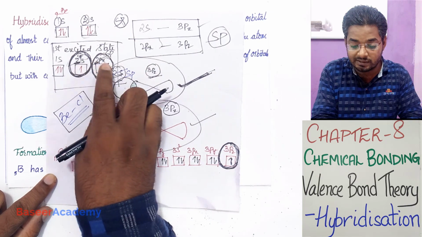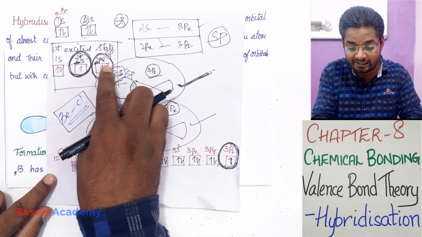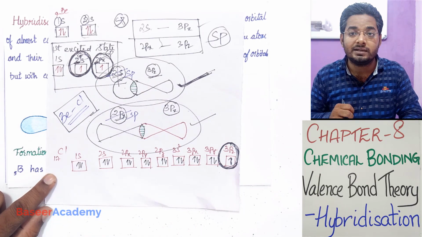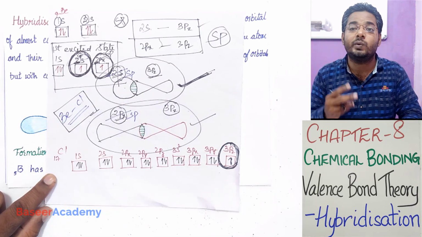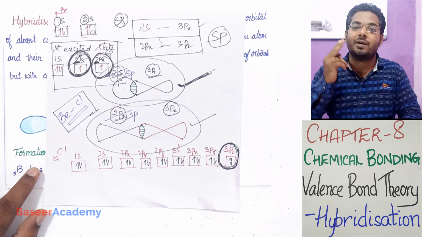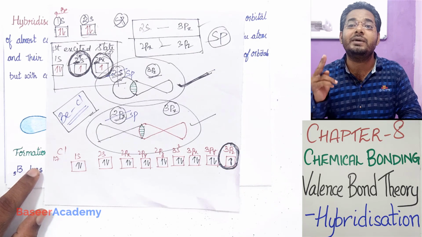So the two orbitals in the outermost orbit will intermix, and once they intermix, how many hybrid orbitals will we get? Since two orbitals are intermixing, we'll get two hybrid orbitals, and those hybrid orbitals will have the same bond length and the same energy.